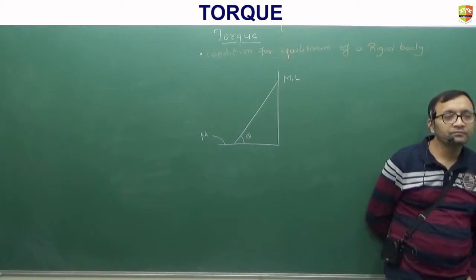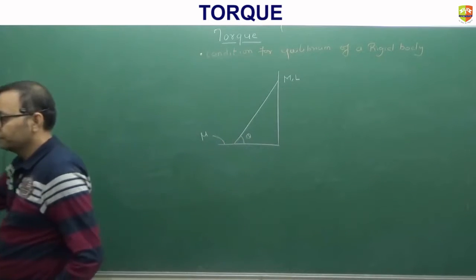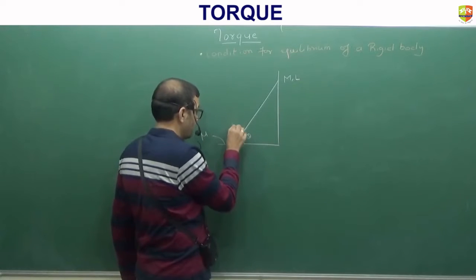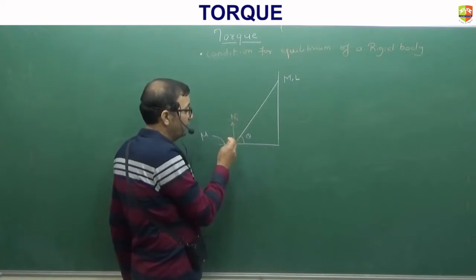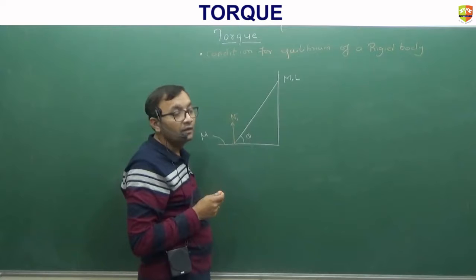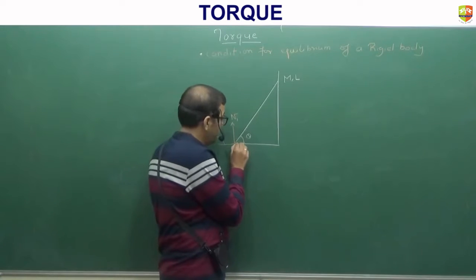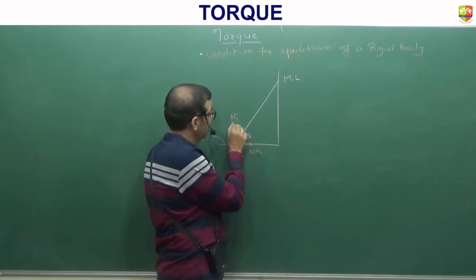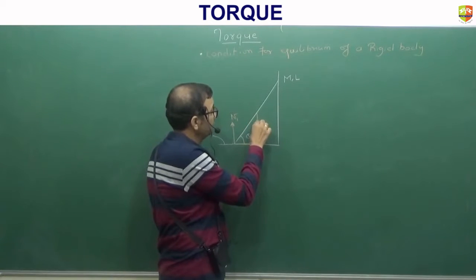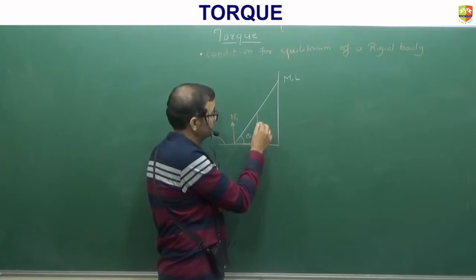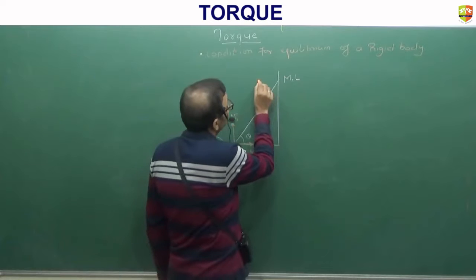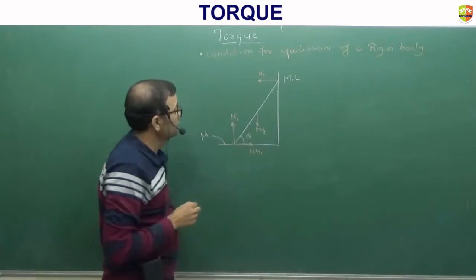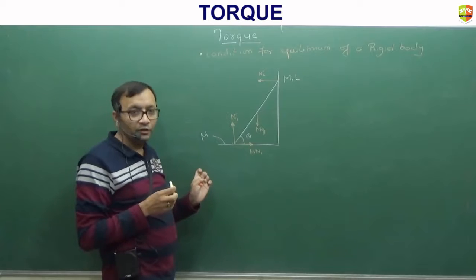Have you drawn the free body diagram? There will be a normal reaction from here, let's say N1. There will be a friction. Which direction? This way, since it is about to slide. What magnitude? Mu N1. There will be gravity, Mg. What else? Normal reaction from here, let's say N2. We have drawn the free body diagram. There is no friction at the top.